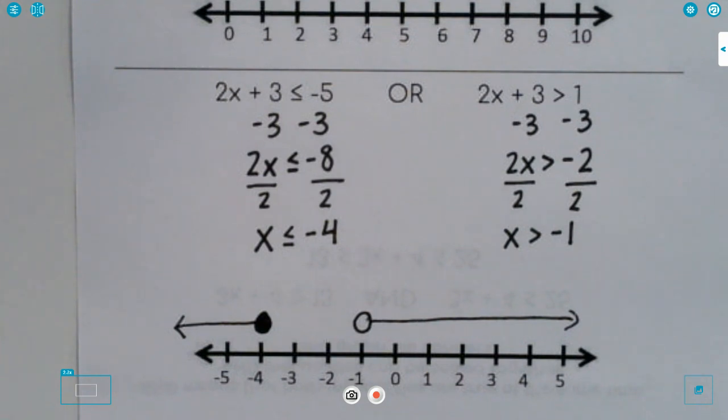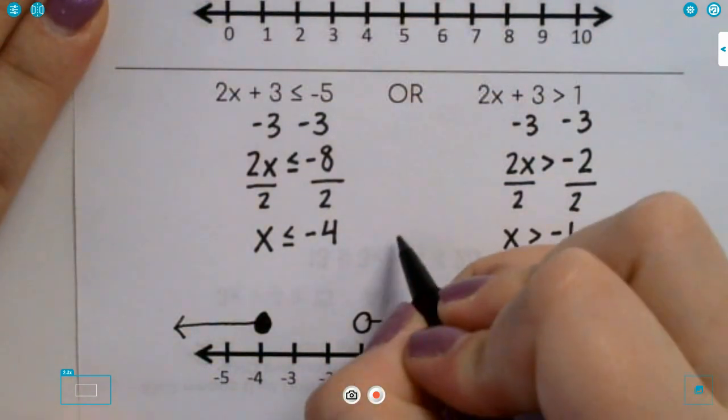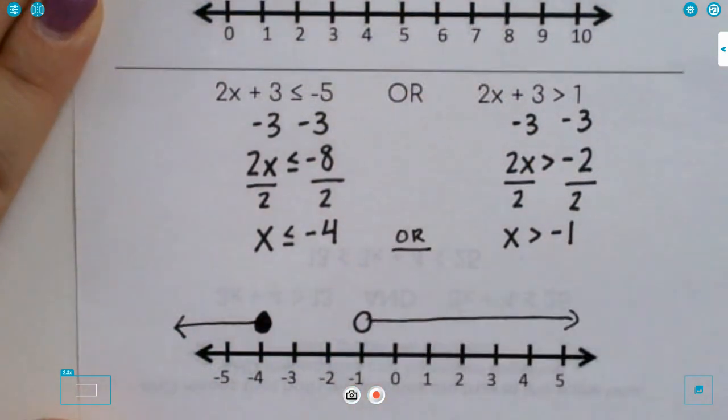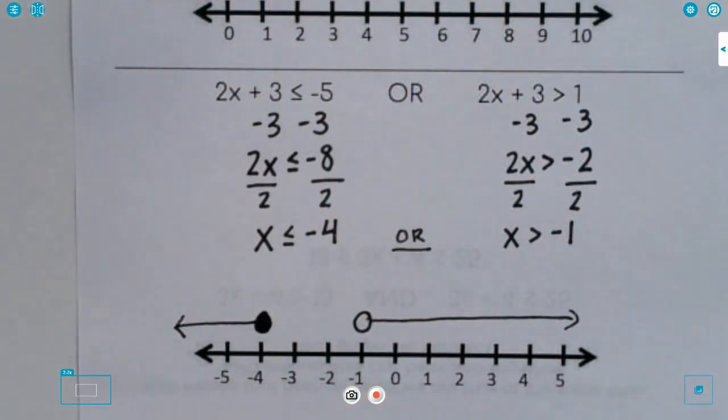Okay, so at the end of these problems, if you want to add in the word or here, you can. Your solution is in this area or this area. It can't be in both because you can't be over here and over here at the same time. Any questions about either of those before we look at the and ones on the back?